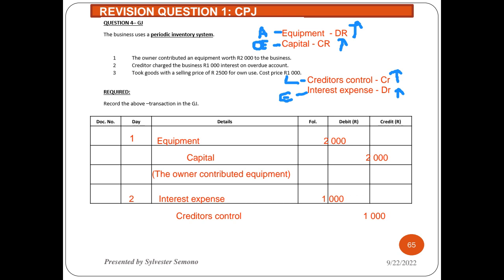It makes sense, guys? Okay, so let me just put in narration for you quickly: interest charged on overdue account. So remember, you can put it the way you want, because the narration can be anything. Please don't forget to close the window. Now, any question, guys, before we go to the next one?